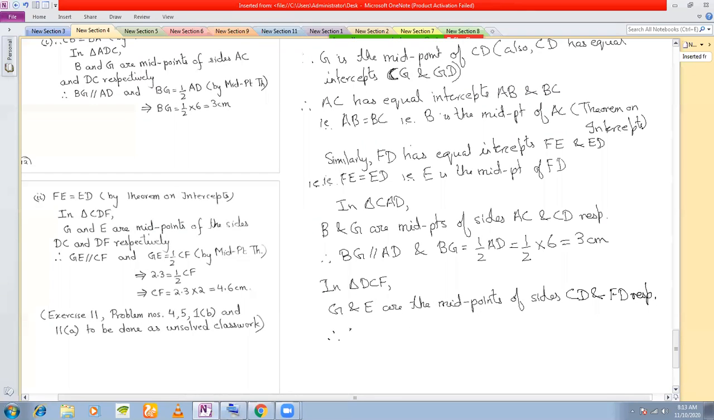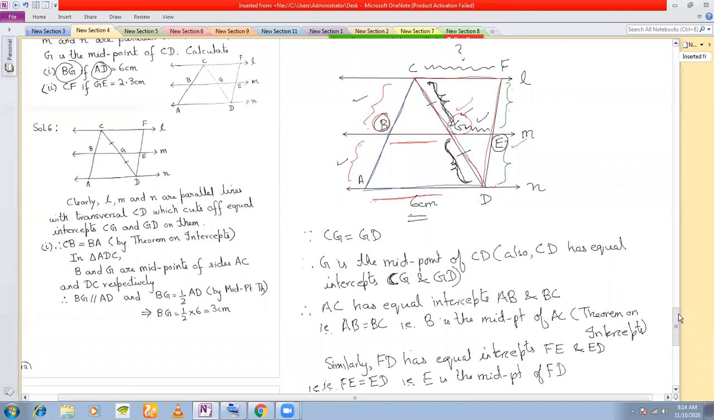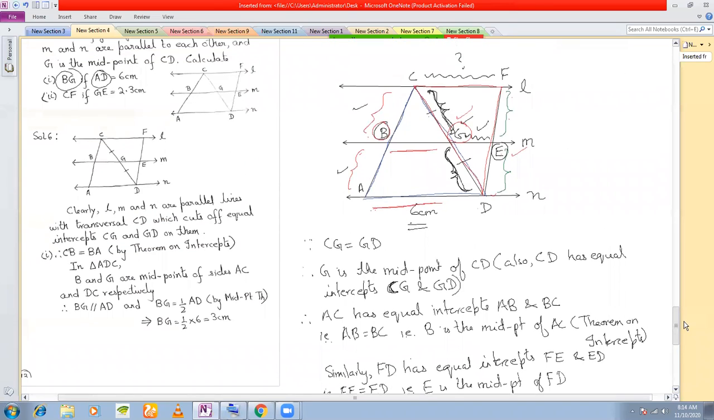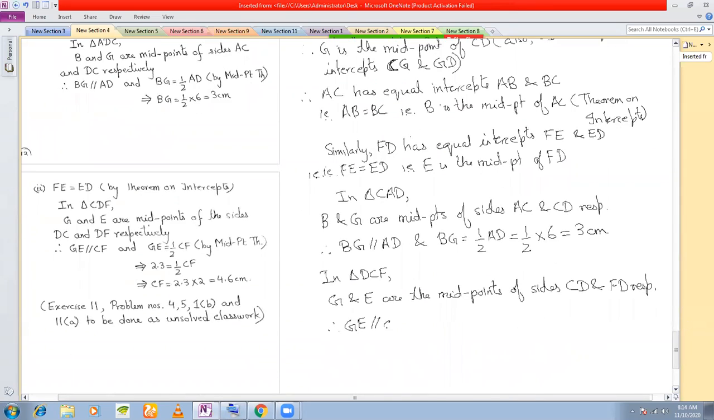Therefore, GE is parallel to CF, right? GE is parallel to CF and GE is equal to half of CF. Okay, you write here. Here also you should write by midpoint theorem.